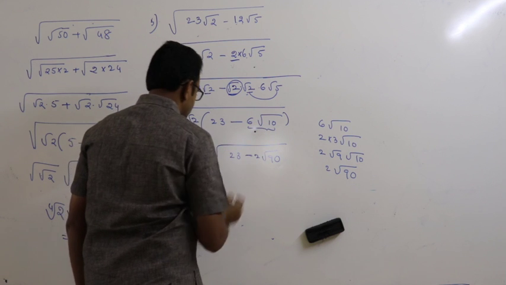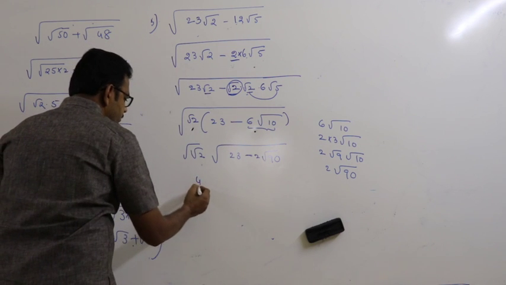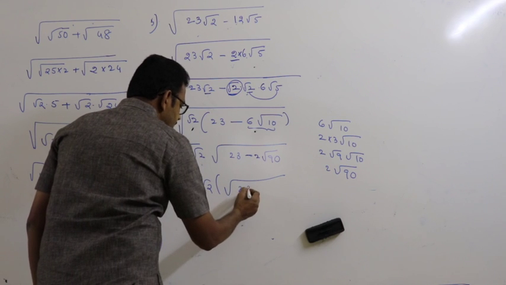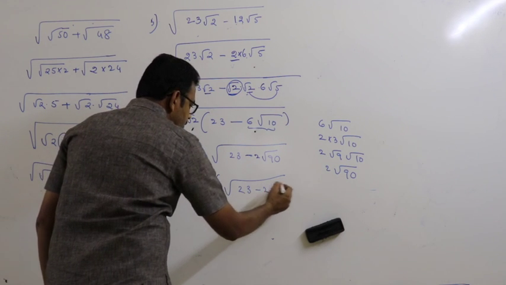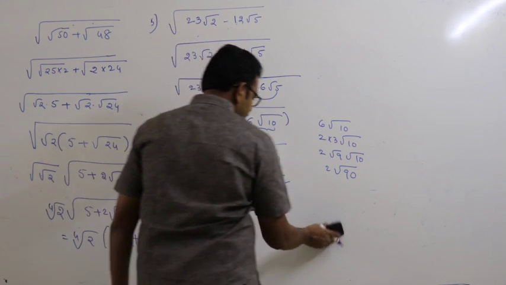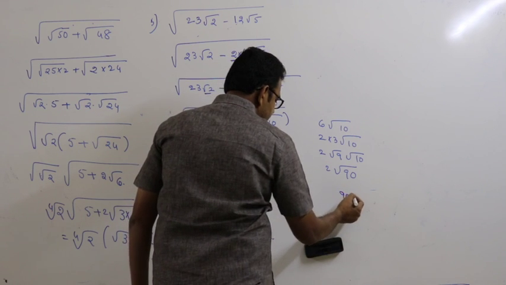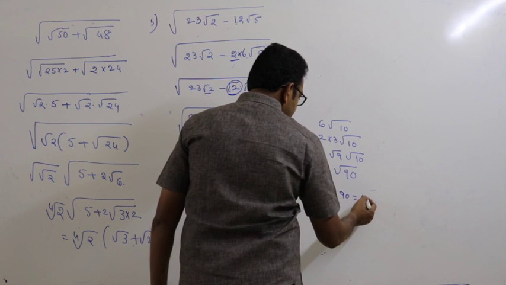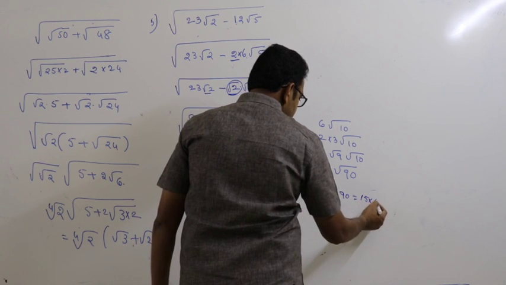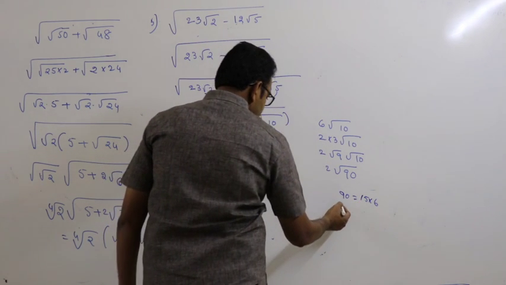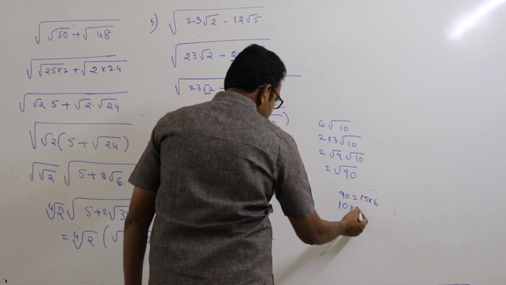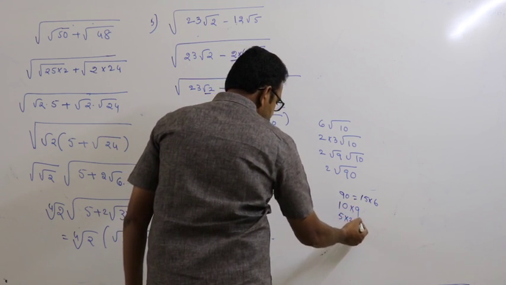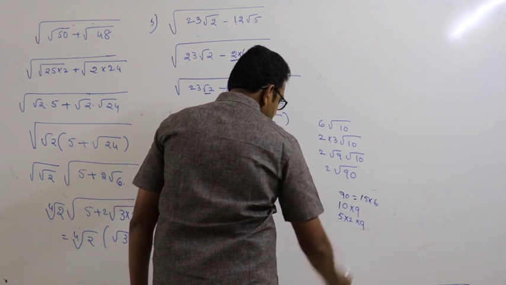Therefore this is 4th root of 2 into root of 23 minus 2 into root of 90. Factors of 90: 15 into 6, or also 10 into 9. Again this is 5 into 2 into 9.